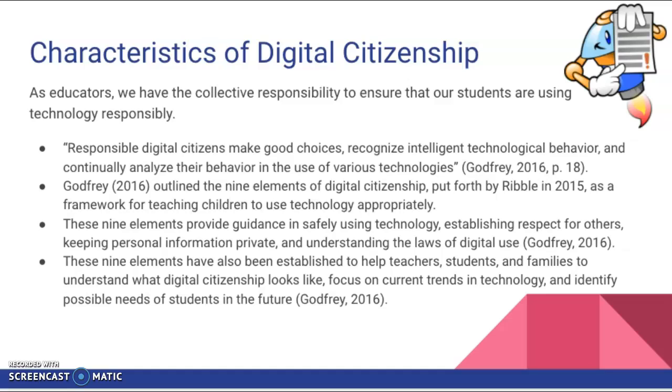Godfrey outlined 9 elements of digital citizenship. That's what's put forth by Ribble in 2015 as a framework for teaching children to use technology appropriately. Now, these 9 elements help to guide safety when using technology, also helps to guide our students in establishing respect for others, teaches them how to keep their personal information private, and also helps our students to understand laws of digital use. So I'm going to go ahead and go over the 9 elements, the characteristics of digital leadership.